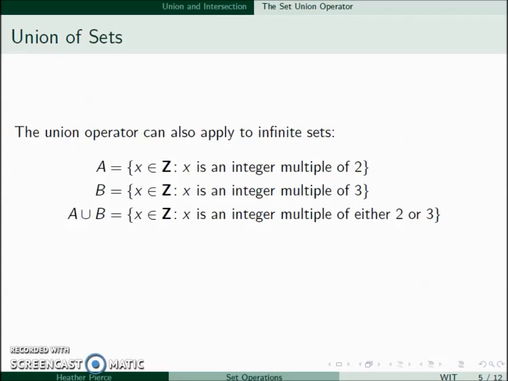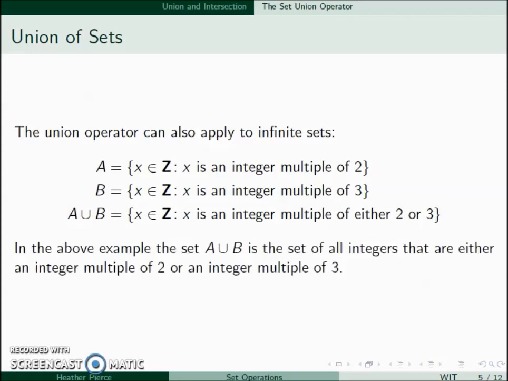This can also apply to infinite sets. So once again, A is the integer multiples of 2 and B is the integer multiples of 3. So A union B is the integer multiples of either 2 or 3. So you have 2, 3, 4, 6, 8, 9, 10, 12, etc.